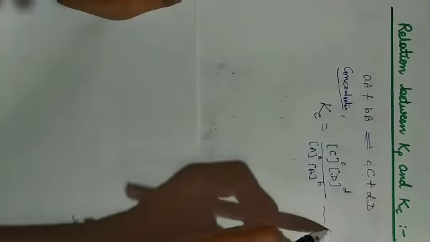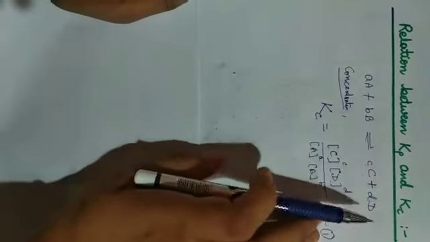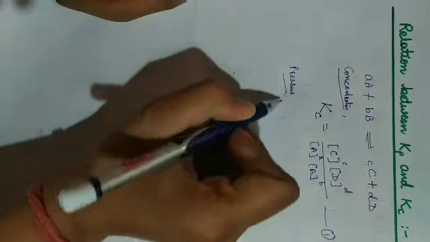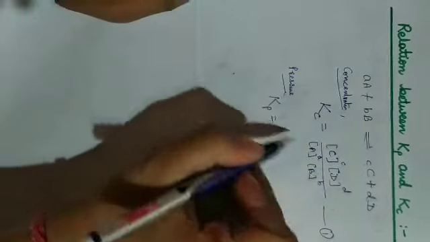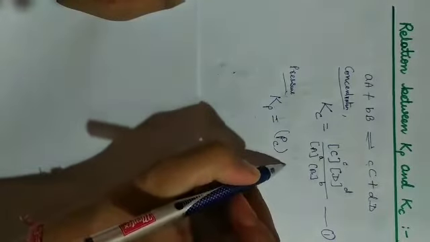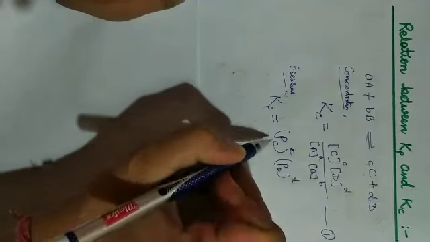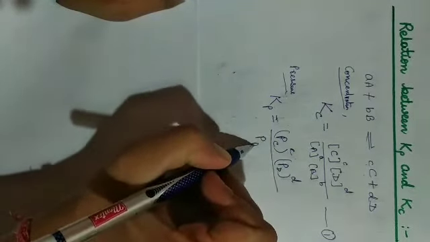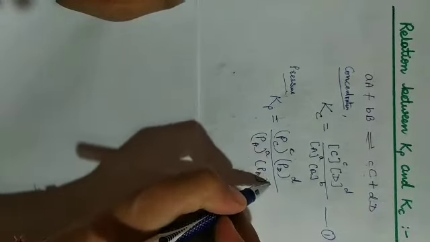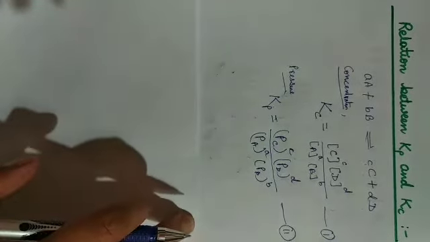Suppose this is equation number 1, and suppose all the reactants and products are gaseous in nature. So in terms of pressure, the equilibrium constant is called Kp, and the expression for Kp will be the partial pressure of C times the partial pressure of D, with their stoichiometric coefficients raised as powers, divided by the partial pressure of A times the partial pressure of B, with their stoichiometric coefficients raised as powers. Suppose this is equation number 2. This will be the relationship.